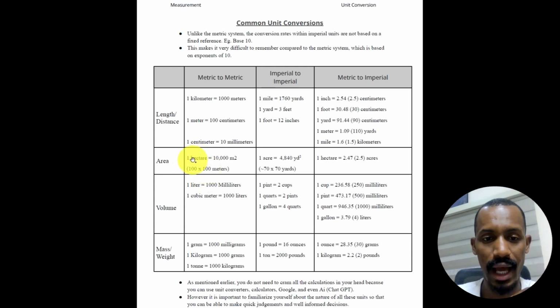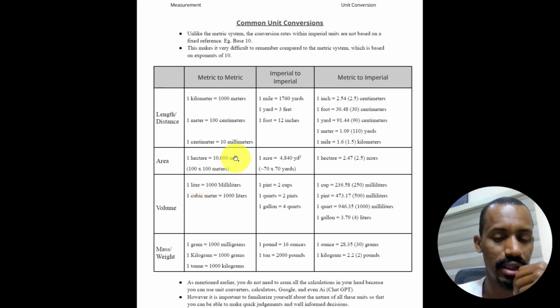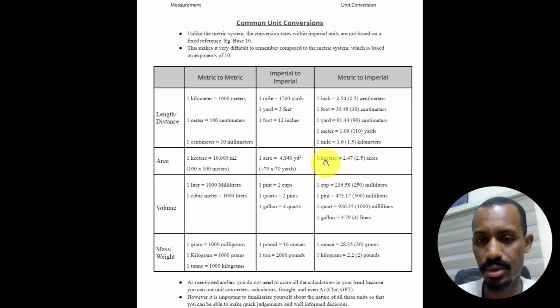Okay, I know that 1 hectare is equal to like 10,000 square meters. Here it's supposed to be square. An acre is like 70 by 70 yards, something like that. So 1 hectare is a little bit more than an acre. You need around 2.5 acres to have 1 hectare.